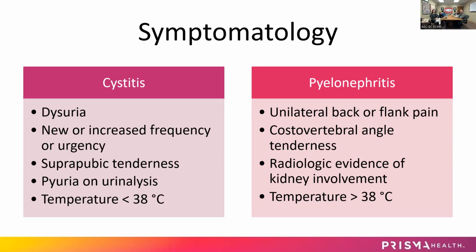Compare that to our pyelonephritis patients. They're usually going to present with unilateral back or flank pain, which is associated with the anatomical location of the kidney, costovertebral angle tenderness. If you have imaging, such as an ultrasound of the kidneys, you could have radiologic evidence of kidney involvement. And these patients are usually going to have more systemic symptoms of an infection, including a fever.